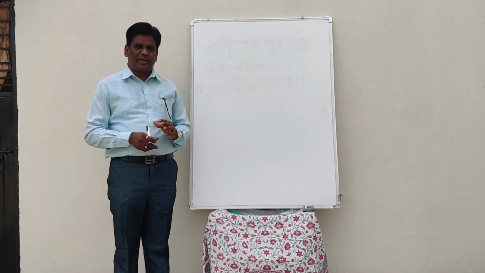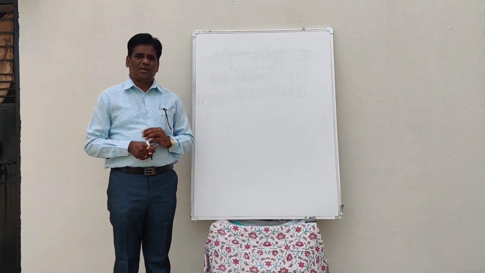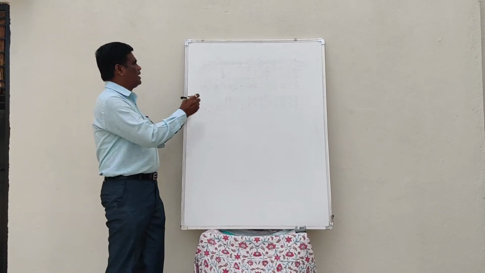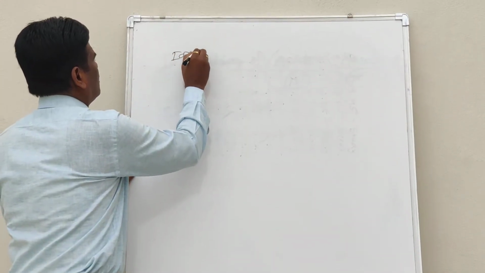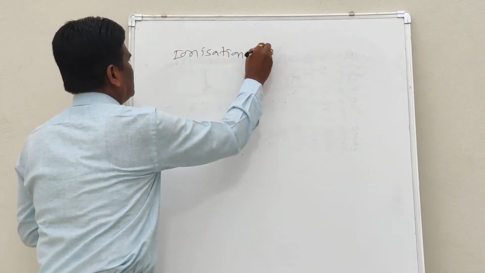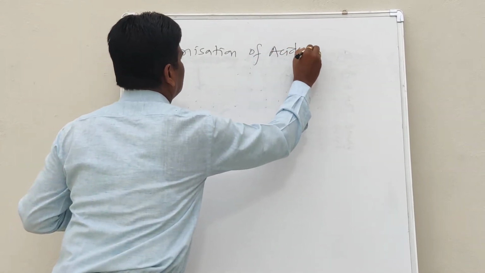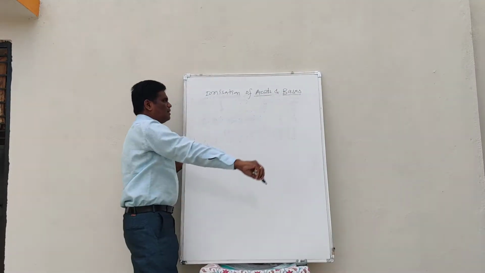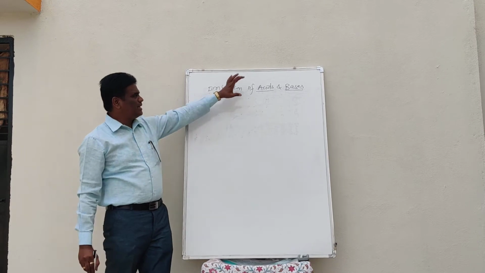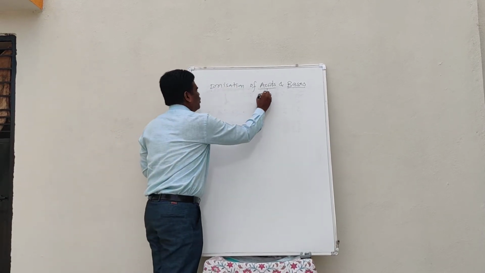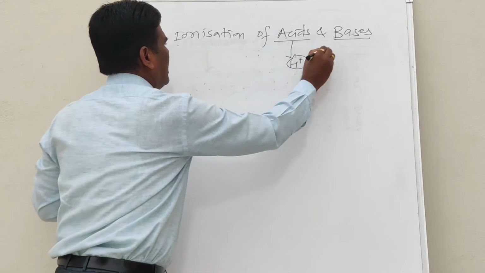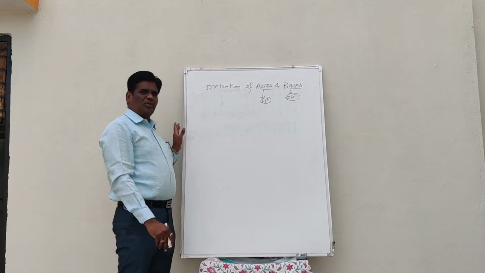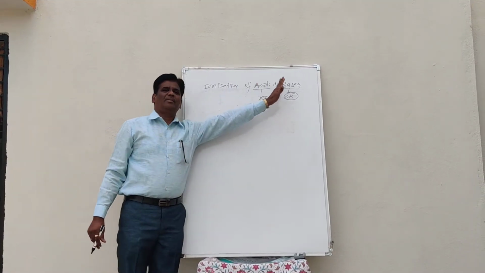Students, in the last period, we studied the concept of acid and base given by different scientists. Now today, we have to study ionization of acids and bases. Now generally, acid is defined as those species which contain H plus ion, and bases are those species which contain OH minus ion. So this is the general definition of acid and base.